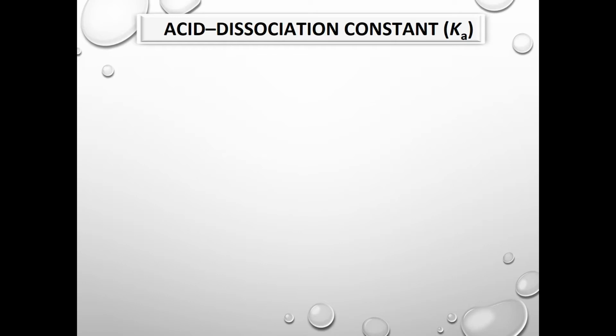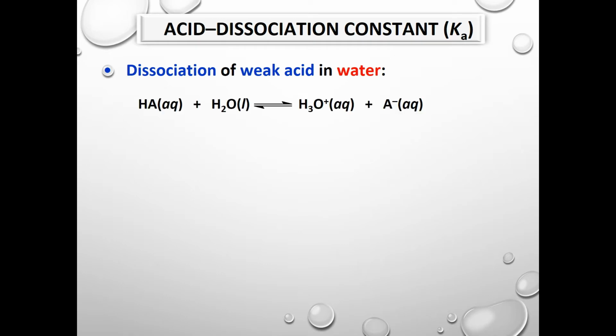In today's lesson, we are going to learn about acid dissociation constant Ka. As we know, weak acids dissociate partially or slightly in water to produce a low concentration of hydronium ions. The dissociation of weak acid in water can be represented in the equation shown. For a weak acid HA, which dissociates slightly in water to produce hydronium ions and A negative ions.